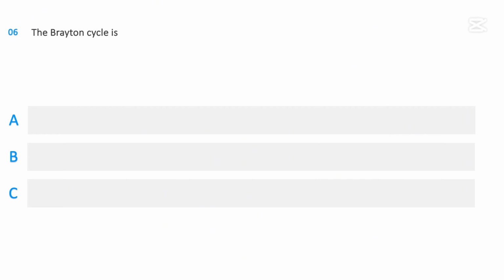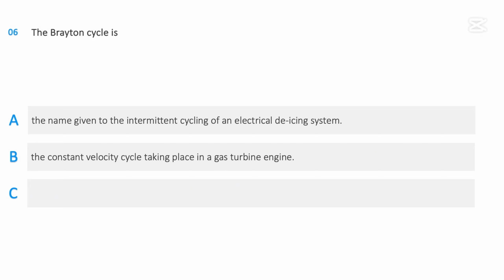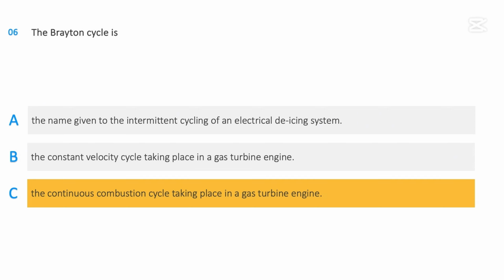The Brayton cycle is the name given to the intermittent cycling of an electrical de-icing system. The constant velocity cycle taking place in a gas turbine engine. The continuous combustion cycle taking place in a gas turbine engine. The correct answer is: the continuous combustion cycle taking place in a gas turbine engine.